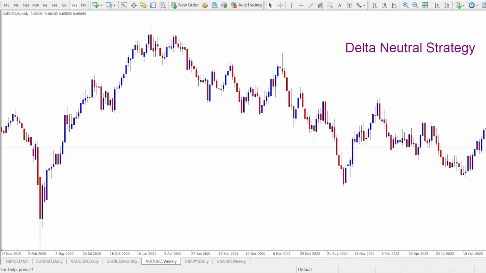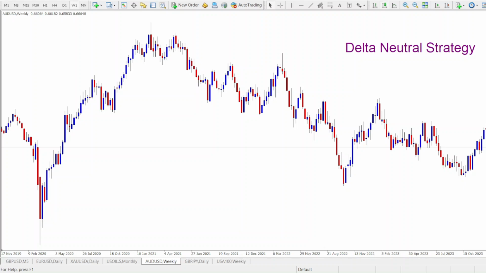Now, let's look at the advantages of the delta neutral strategy. The primary benefit is stability. This approach allows you to manage and reduce risk. For example, if you are trading a stock or a currency pair and the market moves unexpectedly, a delta neutral position will absorb much of that shock, keeping your portfolio from swinging wildly.